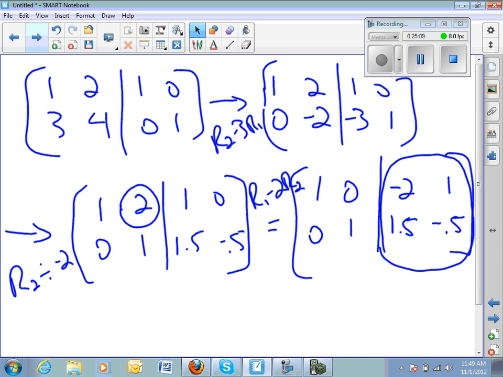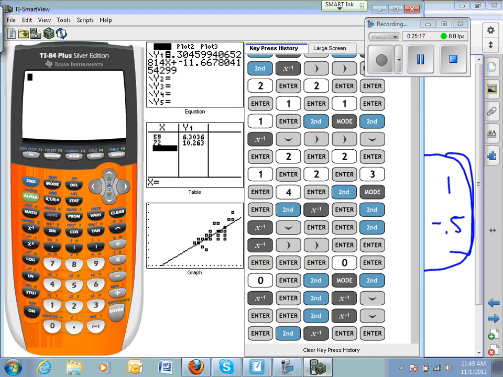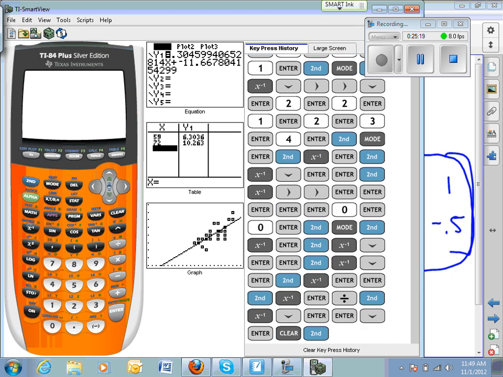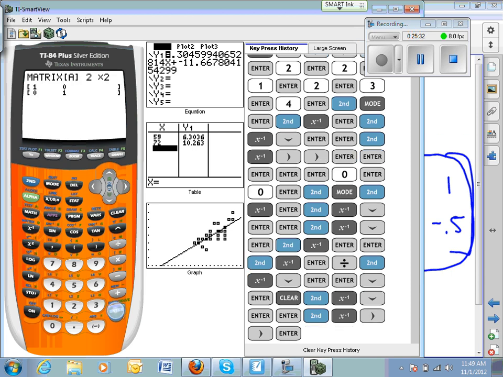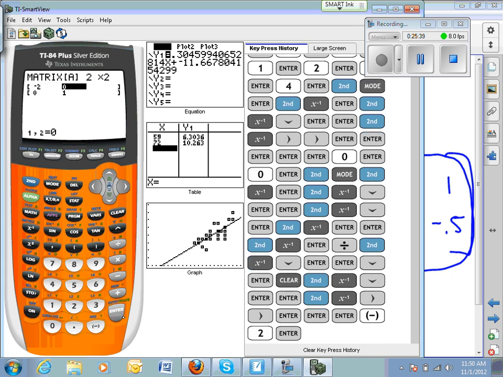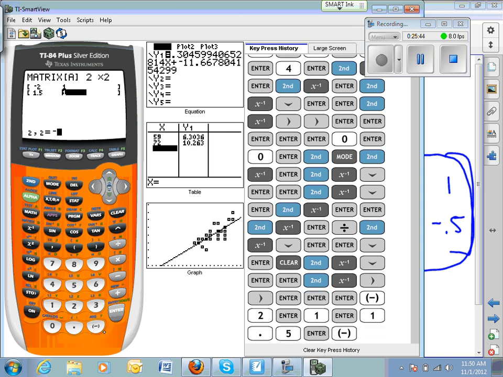So let's test this. Let's see if it really is the inverse of the matrix. So we need to go back. I think I've still got 1, 2, 3, 4 in the calculator over here, maybe in matrix B. Okay, so let's put this inverse that we just found in matrix B. Will you read those numbers off to me, please? -2, 1, 1.5, and -0.5.